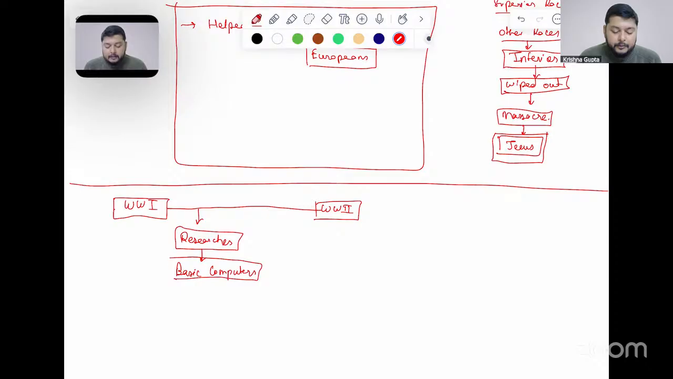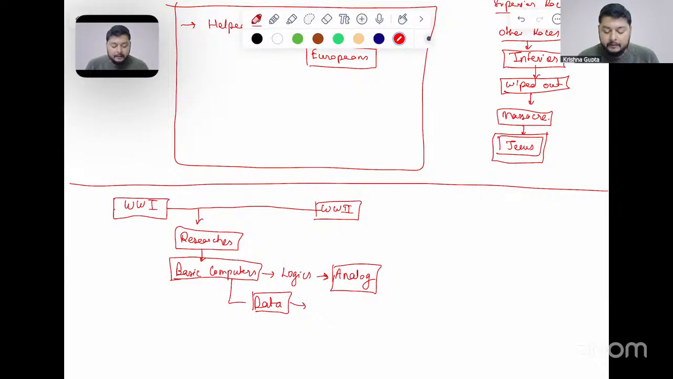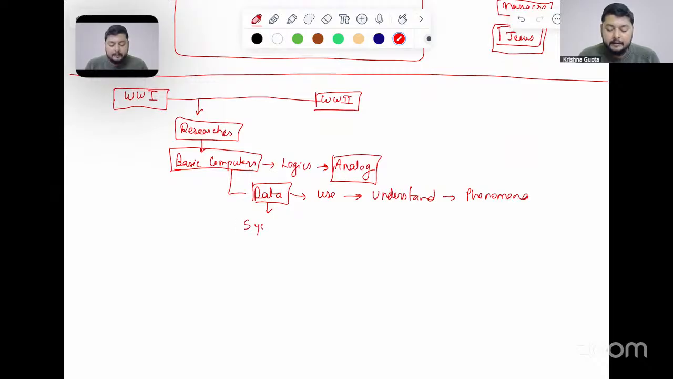Okay, these basic computers, it was not the modern computer, but these computers basically worked on certain logics, and these were made quite analogically. It helped the gathering of data and also the use of data to understand various phenomena. And this data, we will see that it was developed quite systematically.